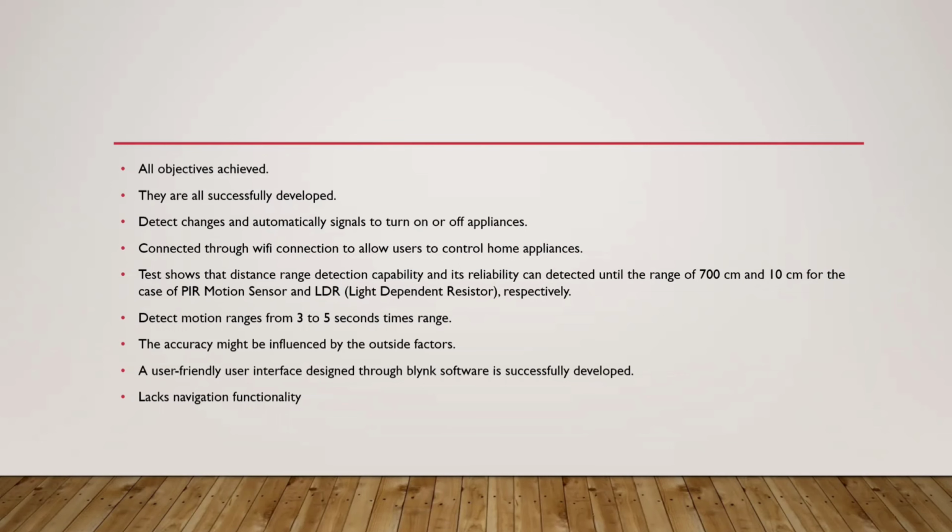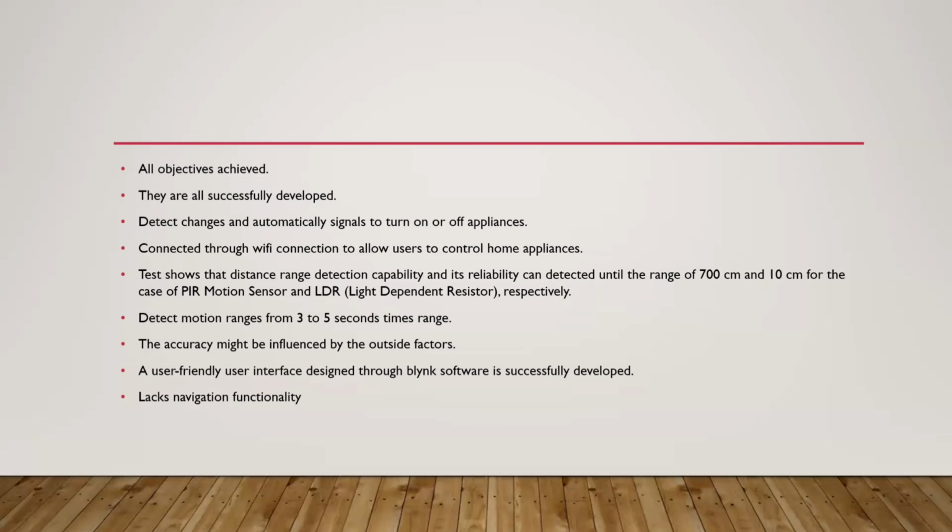The system developed is tested in real time, and the analysis of data collected from the test showed that distance range detection capability and its reliability can be accurately detected until the range of 700 cm and 10 cm for the case of PIR motion sensor and LDR light dependent sensor respectively. Besides, the time taken for the PIR motion sensor to properly detect motion ranges from 3 to 5 seconds depending on the distance of the movement detected. The accuracy might be influenced by the factor of environment, condition, and other creatures passing through. During testing, there are conditions of temperature and sunlight exposure involved, and cats passing through, which will be detected by the sensor and thus giving impact on the overall reliability of the system.